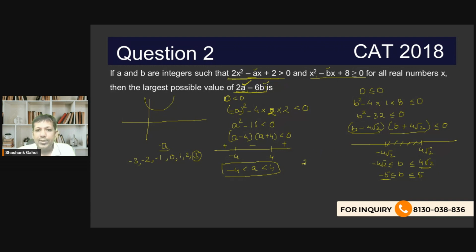So 2a means 2 into 3, minus 6 times the smallest value of b, which is minus 5. So this is going to be 6 plus 30. So it comes out to be 36. So the largest value of this function that is possible is going to be 36. And that's how we are going to get the answer to this question. Now let's move on to the next question.